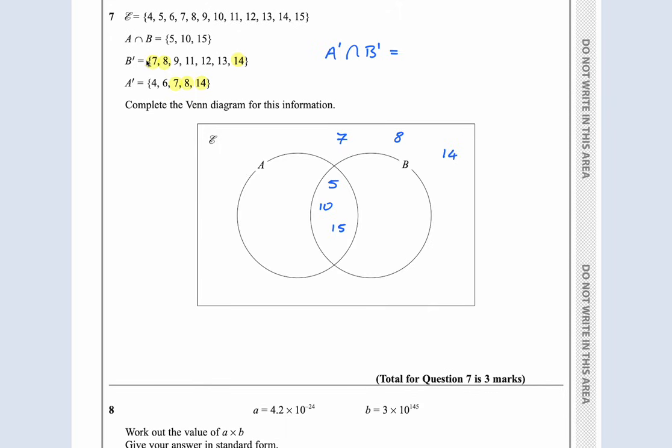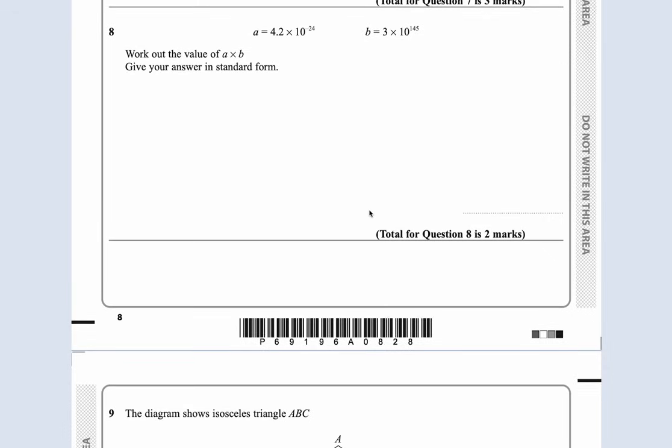And now, the ones that are not in B here, the 9, 11, 12, and 13, well, they have to be in this, 9, 11, 12, and 13. And the ones that are not in A, but not in the yellow here, 4 and 6, they have to be in B, because they're not in A, but they're not in this outside bit. So that is correct. Question 8.